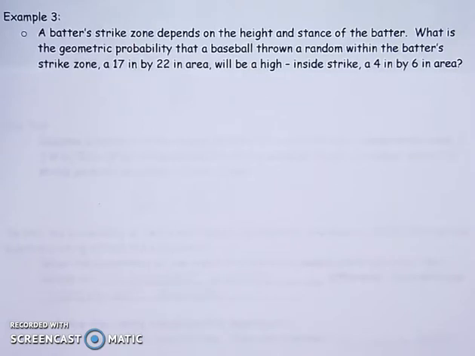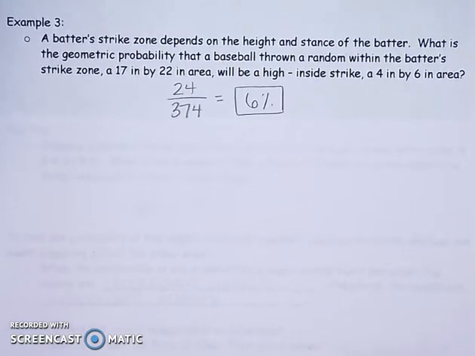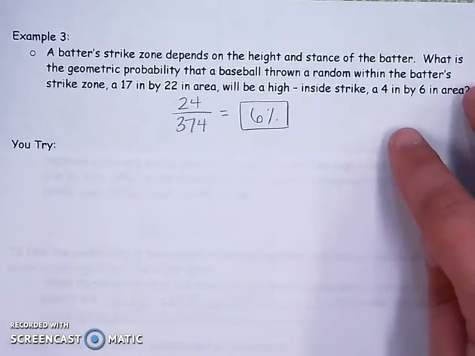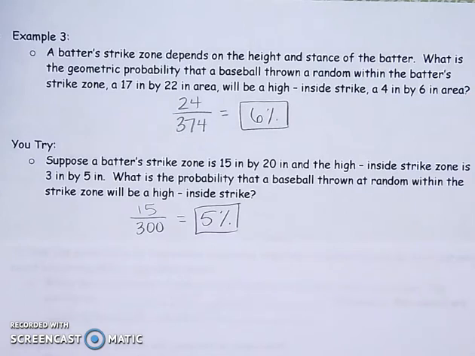Well, the 4x6 area is 24 square inches when you multiply. The 17 by 22, the entire area, is 374, which is about a 6% chance. Now take a moment and try the U-Try. In this case, the entire batter strike zone is 300 square inches, whereas the high inside strike is 3x5, so that's 15. 15 out of 300 is 5%. The shorter the batter, the shorter the strike zone.